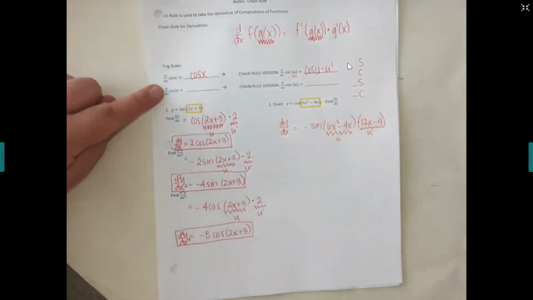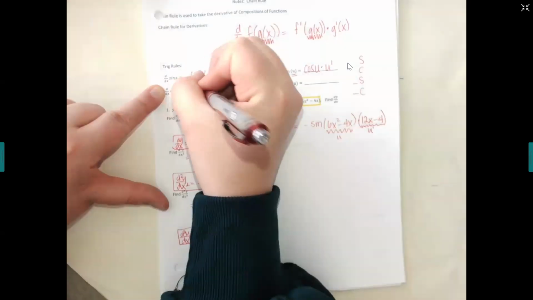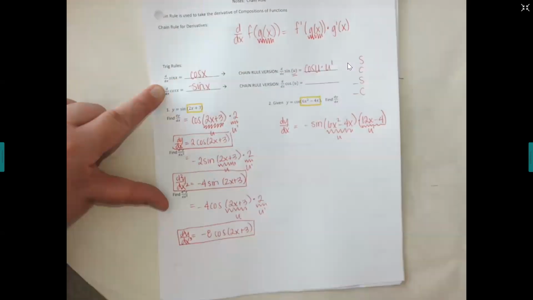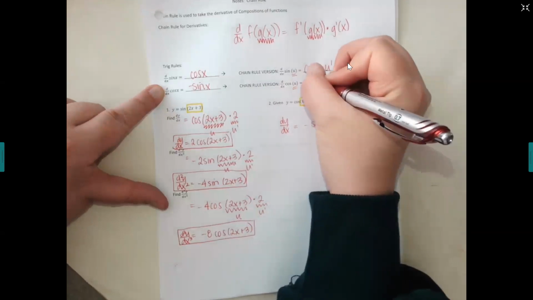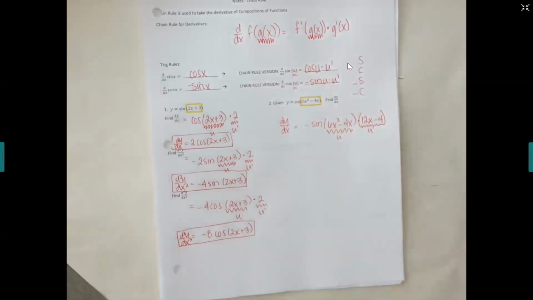So let's fill in this gap up here at the top. We said the derivative of cosine goes to negative sine x. Well, then if it's cosine of u, it would be negative sine u times u prime, where basically you're just taking whatever that middle is and multiplying its derivative at the end. When you're ready, go ahead and turn the page, please.